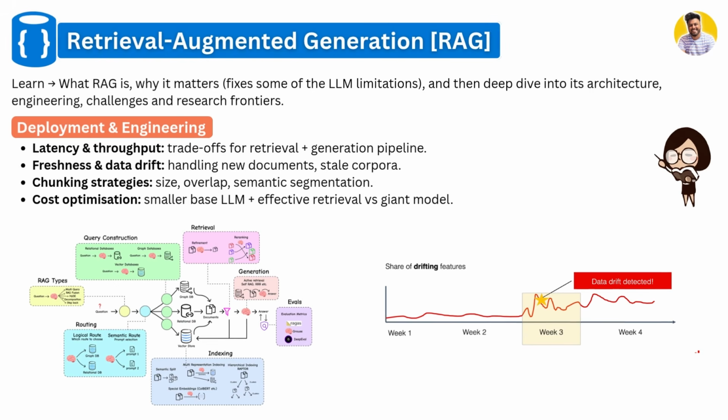So learn about the latency and throughput, along with the trade-off between the retrieval and the generation pipeline, because you have to retrieve the data from the vector DB and also pass that data to the LLM. So in that way, your latency gets increased as well. So you have to make a trade-off between the latency and the throughput. Okay, and learn about how you can maintain the freshness of the new documents and keep the stale documents apart, and reduce the data drift as well, along with the chunking strategies as well.